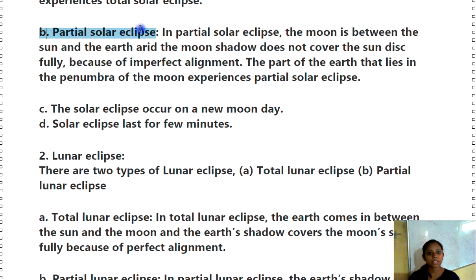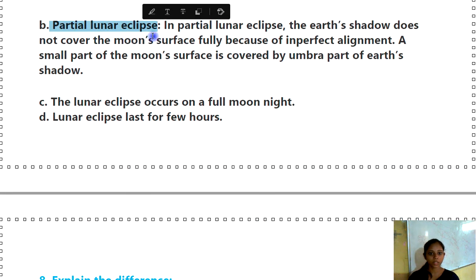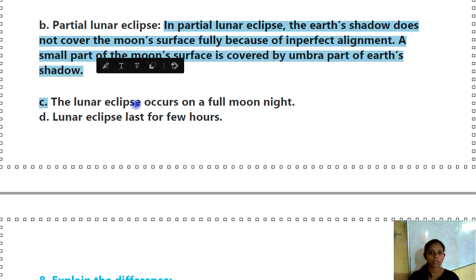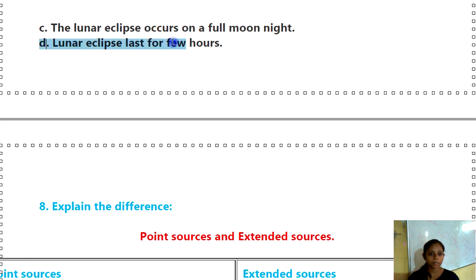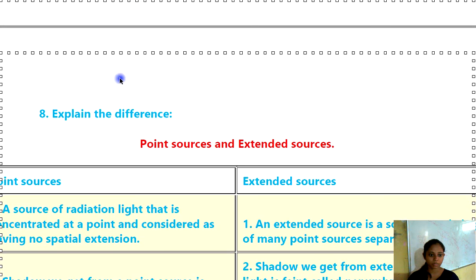Then B. Partial lunar eclipse. In partial lunar eclipse, the earth's shadow does not cover the moon's surface fully because of imperfect alignment. A small part of the moon's surface is covered by the umbra part of the earth's shadow. C. The lunar eclipse occurs on the full moon night. Lunar eclipse lasts for a few hours.